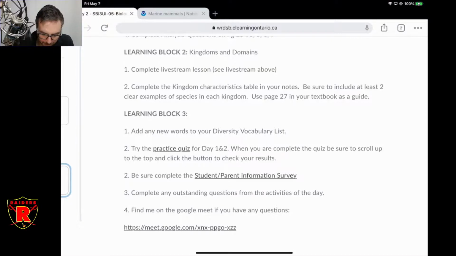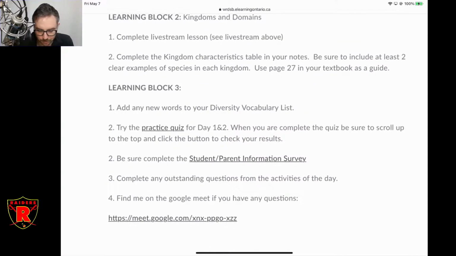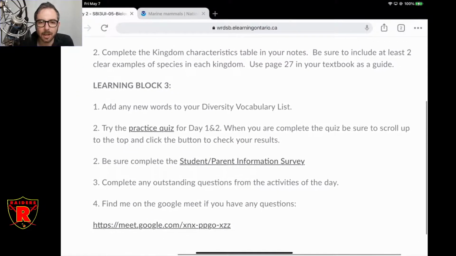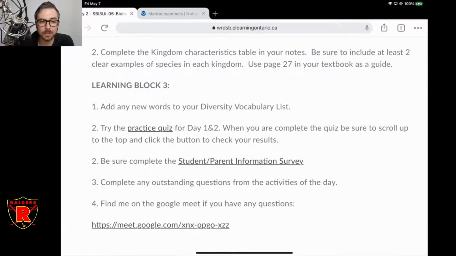And there is a practice quiz for day 1 and 2. There it is in Learning Block 3, sort of mentioned at the bottom. It says try the practice quiz. You can click on that. And it is just a quiz to test your knowledge from the stuff that we covered in day 1 and 2. How comfortable are you with how phylogeny works? What a clade is? Do you know the biological definition of a species? You know, that kind of stuff, okay? So you can try that practice quiz.